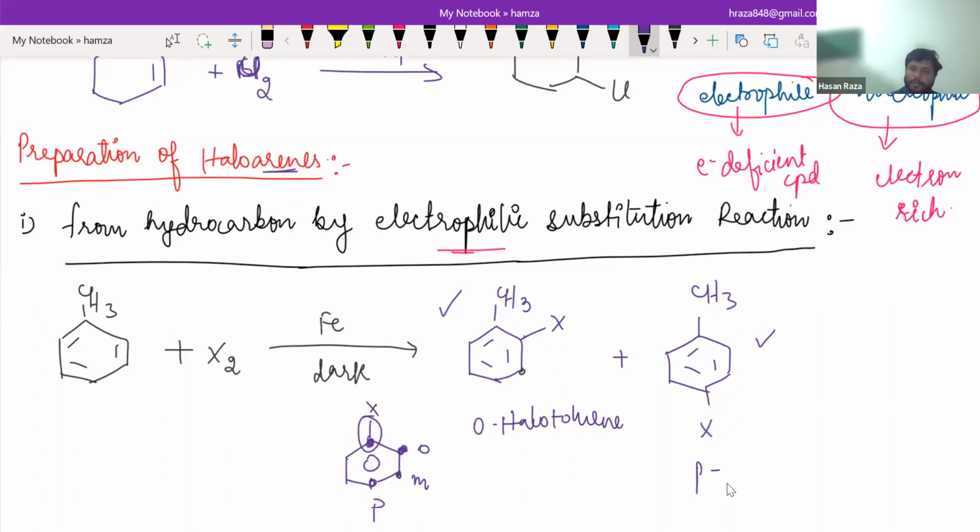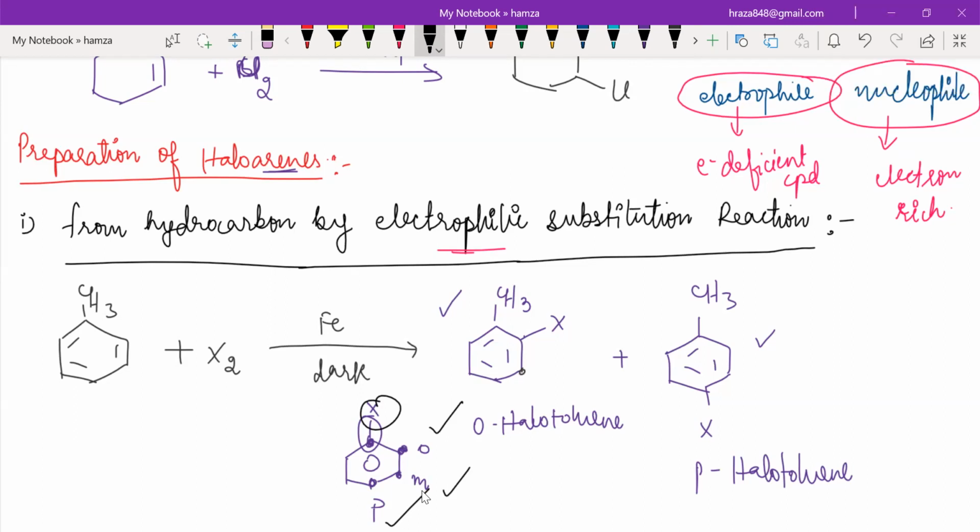This is para, P for para, halotoluene. So always remember this: with respect to this, this is ortho, this is meta, this is para. Do you know how to do resonance? Can you draw a resonance structure? Yes or no? No, sir. Very good. So please write it.